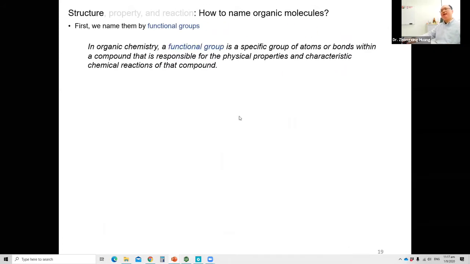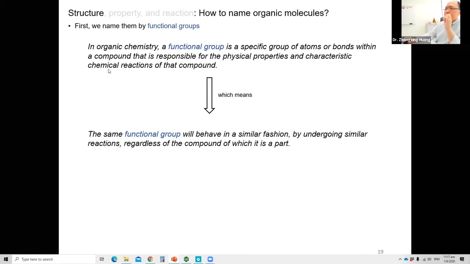Okay, so after we show you how to draw the molecules, we need to figure out how we communicate with each other and let each other know that I'm actually talking about some molecules, right? So we name them. How we name them is, first, we name them by functional groups. You can see the definition here. A functional group is a certain group of atoms or bonds within a compound that is responsible for its properties and for its chemical reactions, which means the same functional group will react in the same fashion, undergoing the same or similar reactions, regardless of what compound the functional group is in.